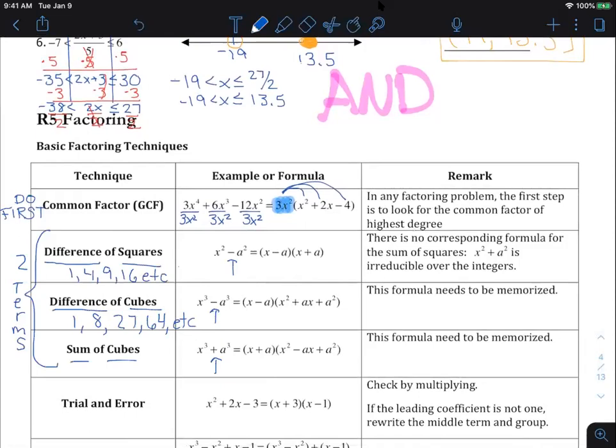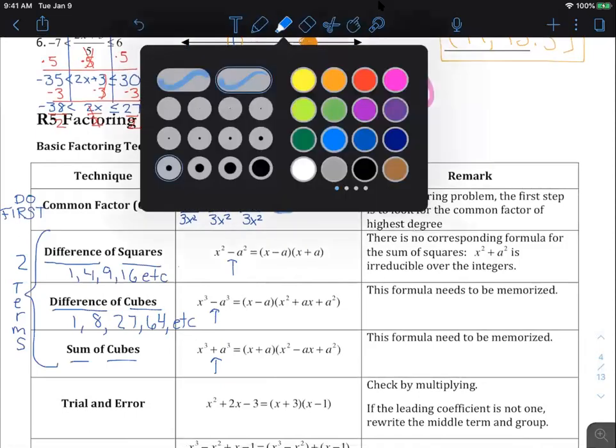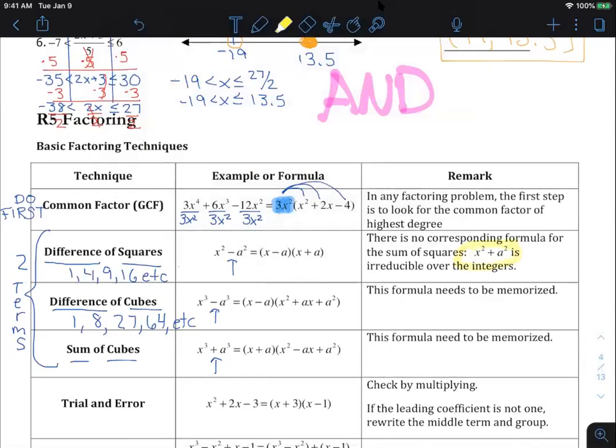One thing that is really, really important to note is if you ever see x squared plus a squared, that is prime. If you ever see a sum of squares, that is prime. You cannot factor that. Some people try to. It's not possible. If you FOIL whatever you think it is back, it does not work. So make sure you know that. Most people have the difference of squares memorized, but not the difference of cubes and the sum of cubes. You need to have that memorized.